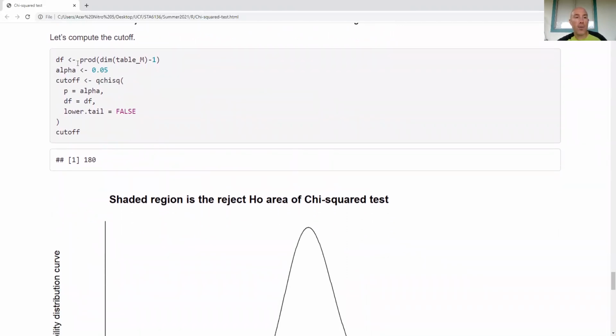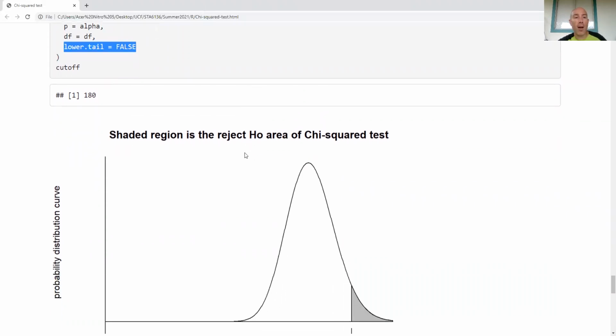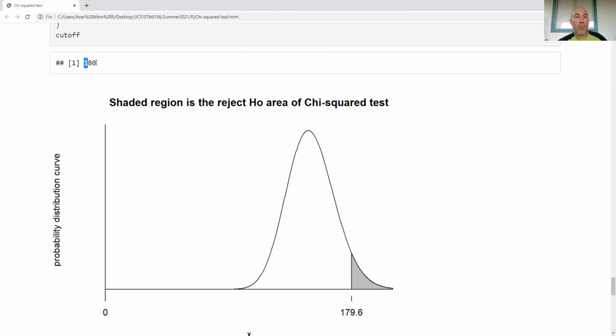All right, well, degrees of freedom, I'm just going to take number of rows minus 1, number of columns minus 1, multiply. My type 1 error risk tolerance is 0.05, and I'm going to use the quantile function with lower tail equals false to find my cutoff. So my cutoff is approximately 180. If I see a test statistic greater than 180, I'll go with the alternative. If I see a test statistic less than 180, I will go with the null.